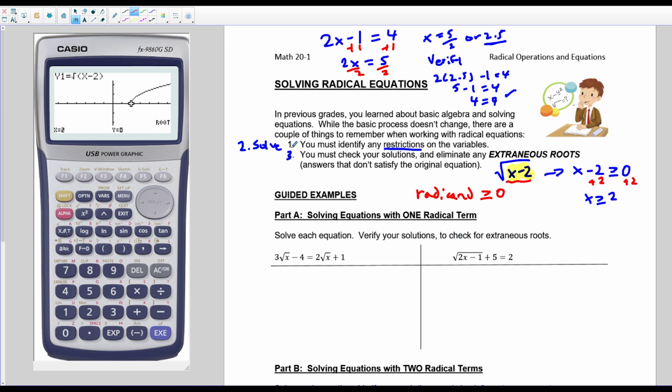Coming back to step number 3 here, again, we're going to work through some examples together. We need to look for something called extraneous roots, and these are going to be really important. I won't spend too much time talking about them right now, but extraneous roots are really just any answers or solutions that don't satisfy the original equation. So keep that in mind. We're going to work through some problems first before we come back to that.